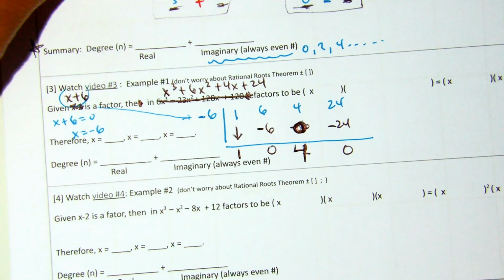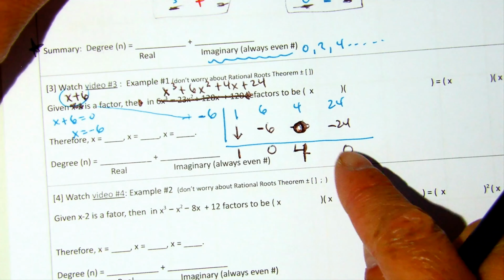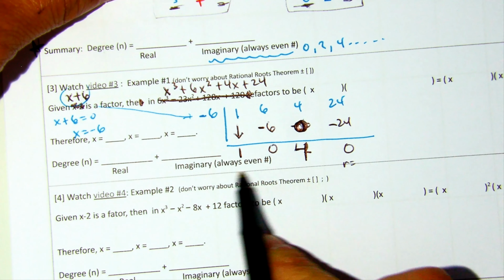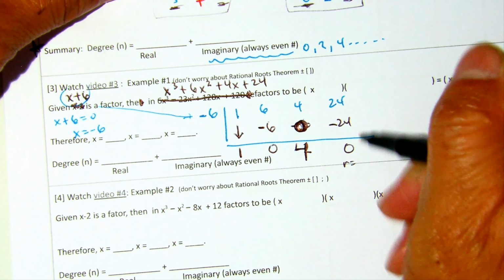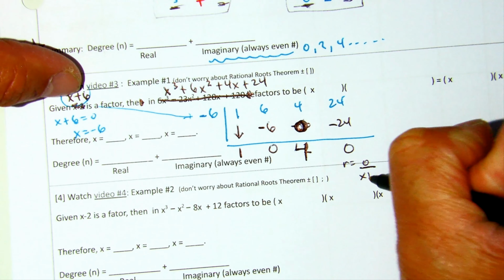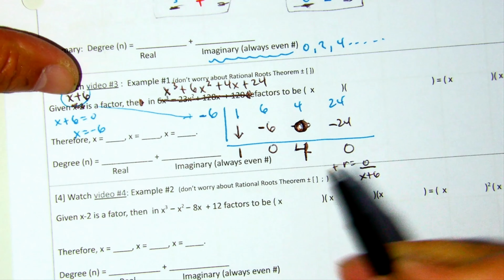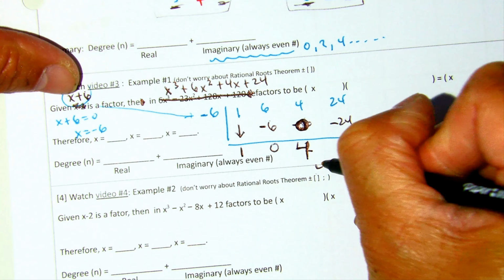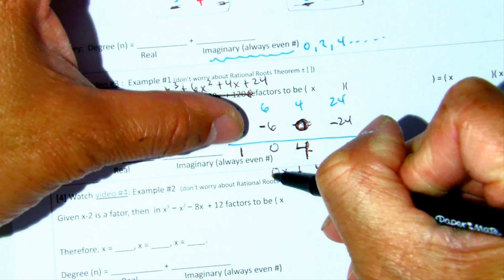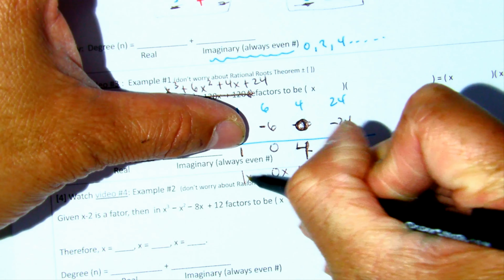Now, put your finger on the remainder. Now, that means the rest of this, essentially this is 0 over x plus 6. The 4 is the constant. You're going to add an x and add another x, so that'll be 1x squared. Okay?